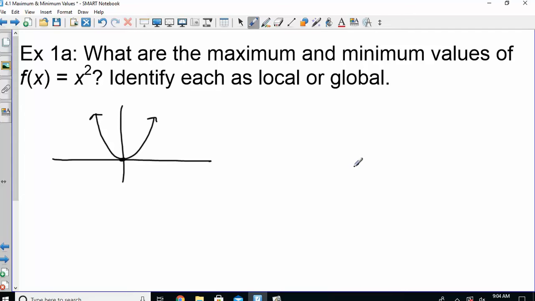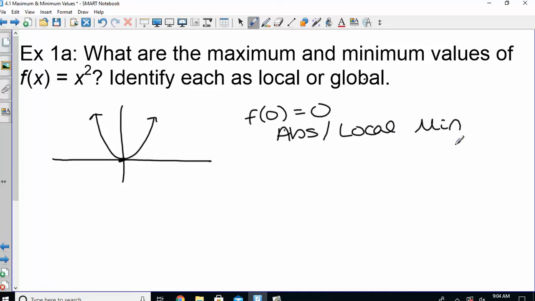Does it have an absolute max? No. Does it have a local max? No. What about minimums? Yes. This one right here, f of 0 equals 0. That is both an absolute and a local minimum. There is no max in this graph.